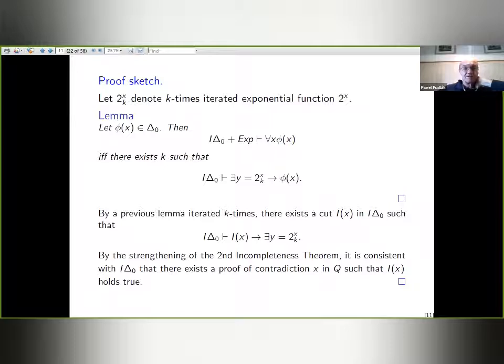So let 2 sub k of x denote the k times iterated exponential function. And you have talked about this function a while ago, so it's the same function. Then one can prove the following lemma, which reduces provability in I delta 0 plus exponentiation to provability in I delta 0 of a modified sentence, namely a sentence saying that if there is a sufficiently large iteration of the exponential function applied to x, then phi of x must be true.